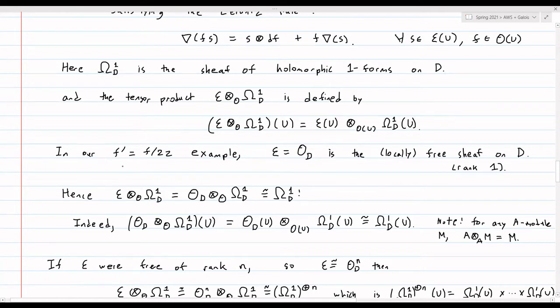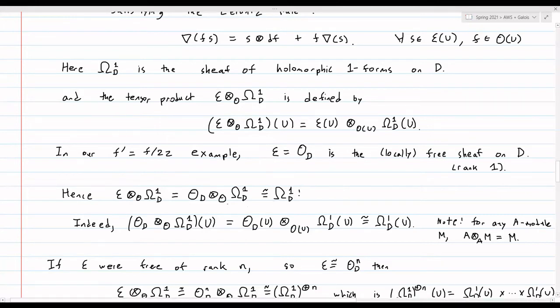And if we look at the tensor product for this particular example, I'm taking E tensor the one forms on D. So E again is the holomorphic functions on D. And I'm taking that and tensoring it with the holomorphic one forms on D. And what I should get is just the holomorphic one forms on D again.